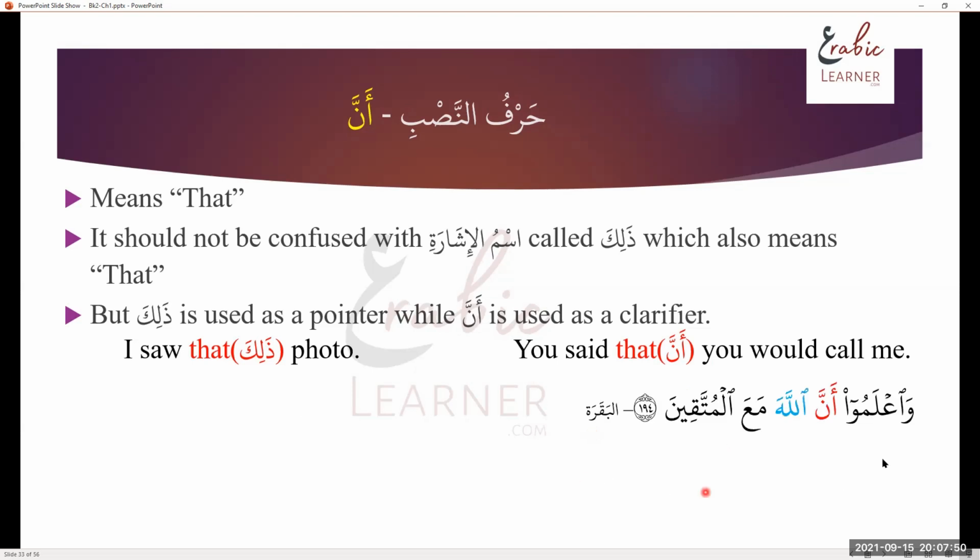Now this is the example from, again, Suratul Baqarah from Quran. Wa'lamu, and you know, all of you know, anna Allaha ma'al muttaqin, that Allah is with those who have taqwa. Muttaqin means those who have taqwa. Know that, wa'lamu, and know that Allah is with the muttaqin, ma'al muttaqin.